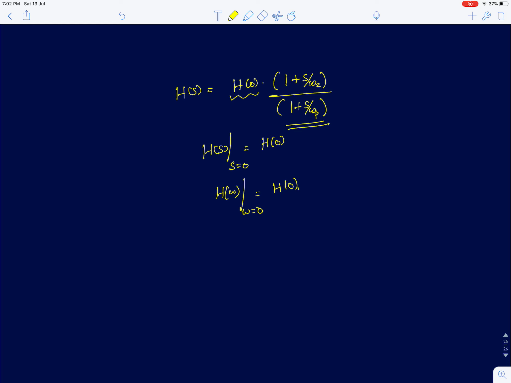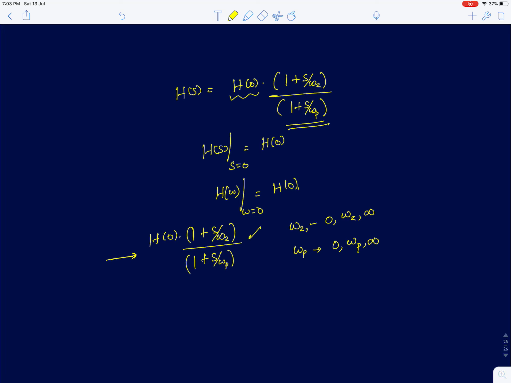Now, if you look at this transfer function, which is H(0) into (1 plus s by omega z) by (1 plus s by omega p), I am going to consider this a very general description of a first order transfer function. Now, the value of omega z can be 0, it can be a finite value, or infinity. Okay, these are the three possible values. And similarly for omega p, it can be 0, a finite value between 0 and infinity, or infinity. Okay, these are the three possible values.